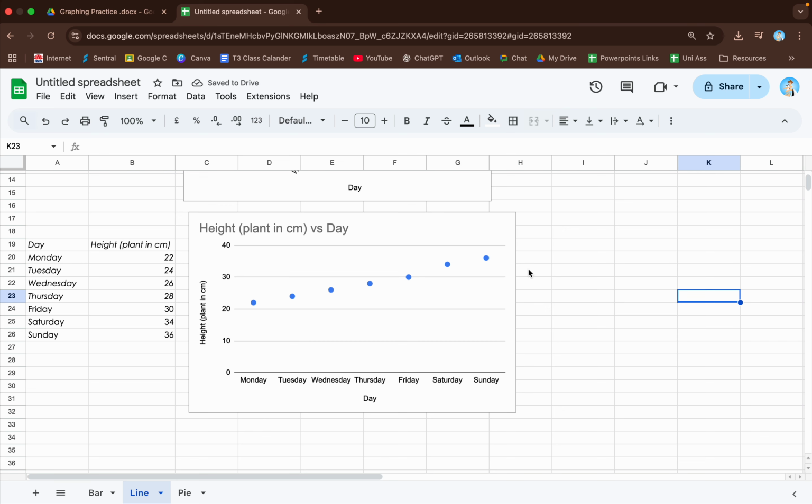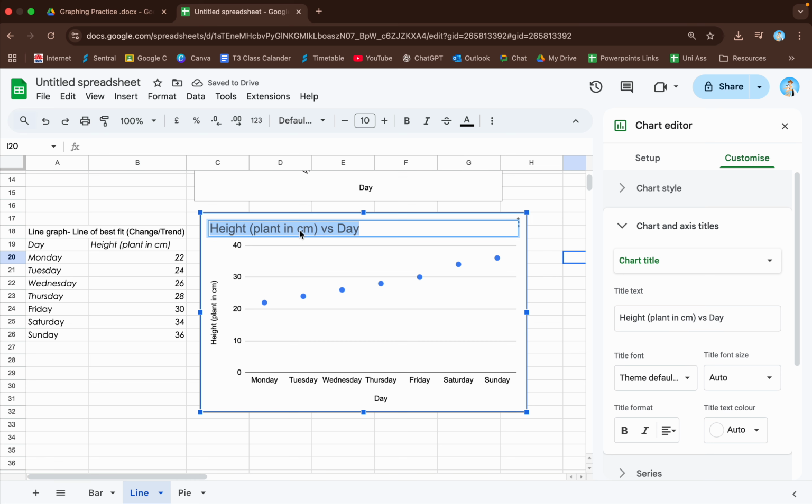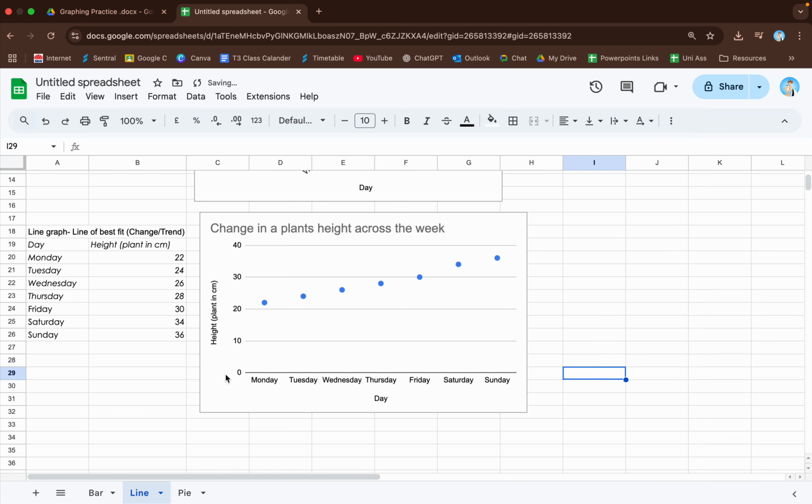Am I trying to show an increase or decrease? So with this one, it's not just a line graph. It's a line graph using a line of best fit. And I'm trying to see a change or a trend. I'm trying to prove to you that there is an increase or a decrease. Same thing, height of plant in centimeters per day. What does that mean? Change in a plant's height across the week. So now I'm trying to actually prove something.